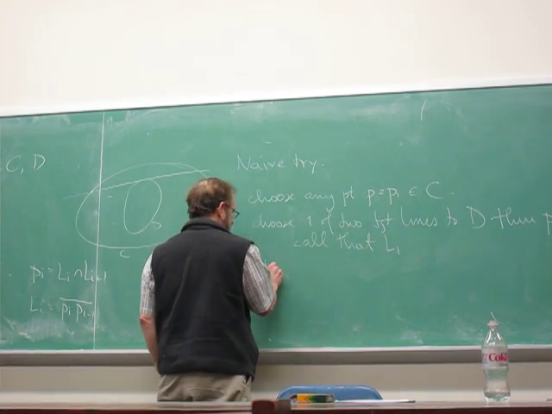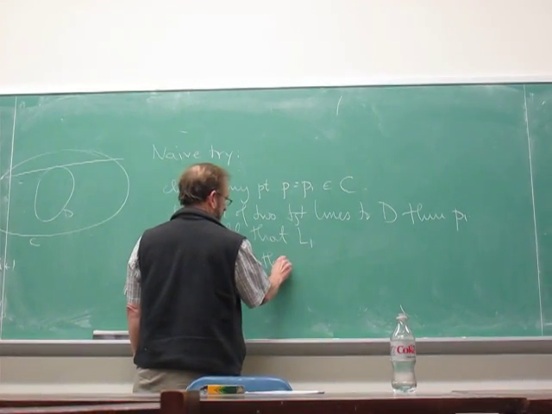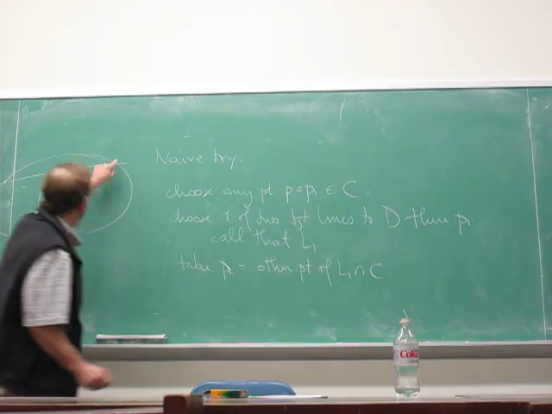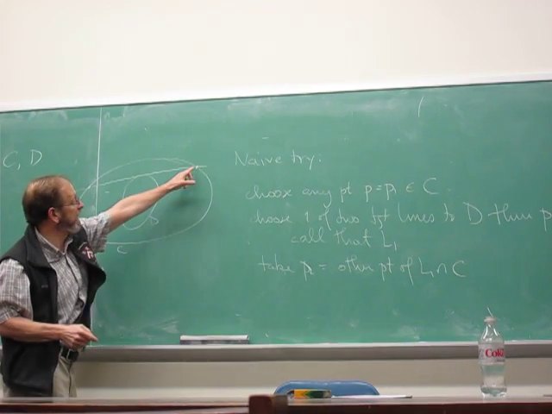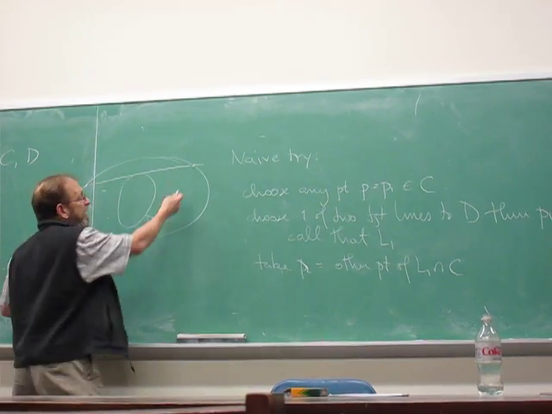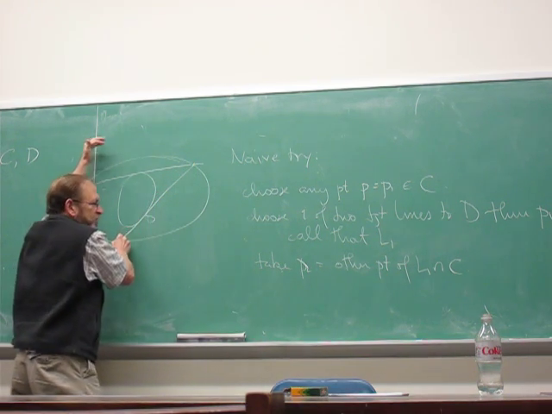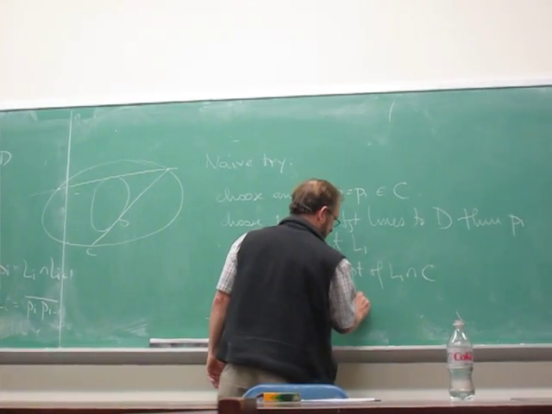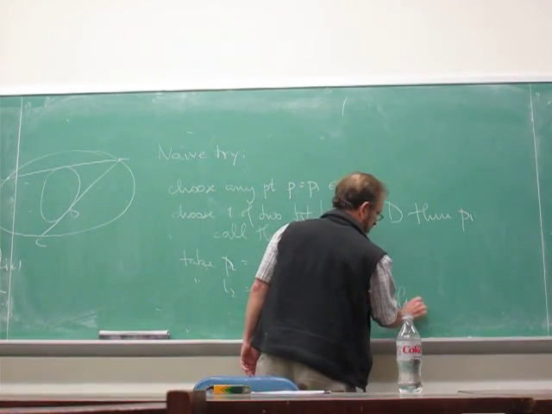So we have to take P2 equal the other point of L1 intersect C, and then the next edge, well again, there's two tangent lines to the inner conic D through this point, and since we came in on one, we have to go out on the other. So we'll likewise take L2 to be the other tangent line to D through the point P2.